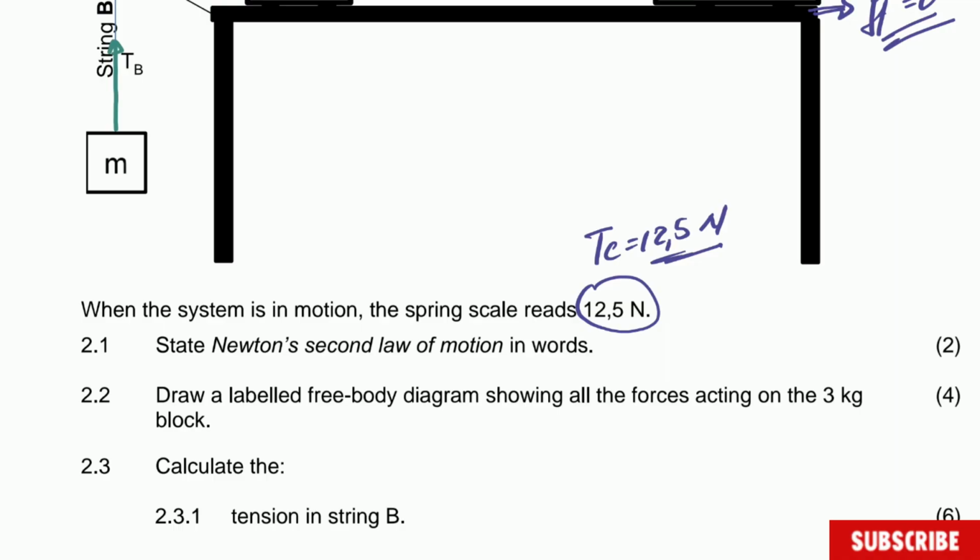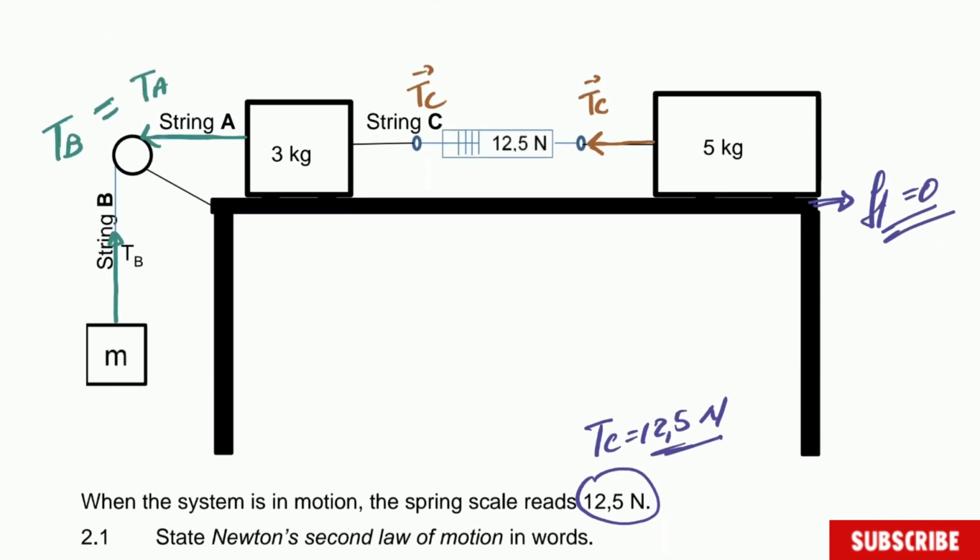The next question says draw a labelled free body diagram showing all the forces acting on the 3 kilogram block. Now we're going to do the free body diagram for all of them, but they only ask you for the 3 kilogram block. So here in the picture, let's see what forces are acting there. First of all, we have tension C pointing in the opposite direction of motion. That is TC. We're going to keep it there as TC.